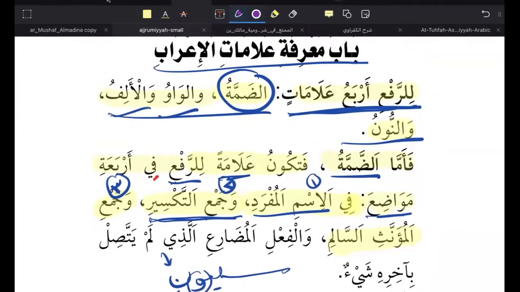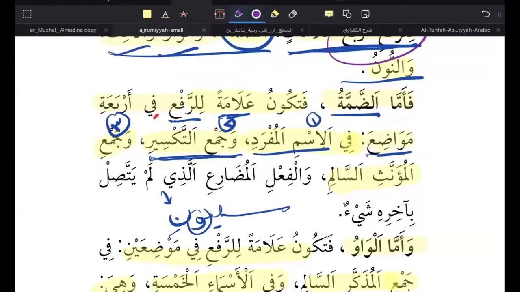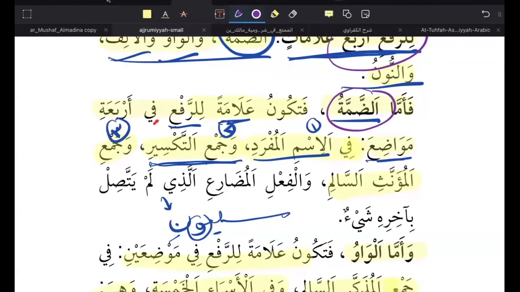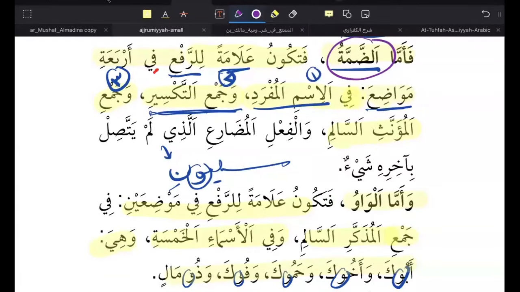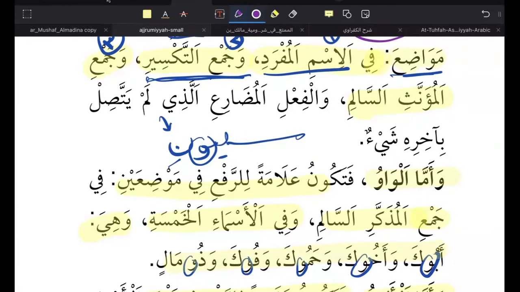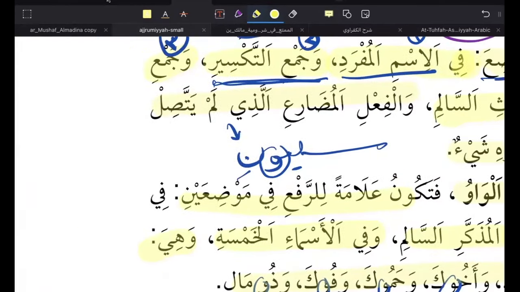So now the author talks about the raf' state and its 'alama. Because the verb, the fi'l, also has the raf' state, we want to know what is the 'alama of the raf' for the verb. So it starts with the damma. The damma is also an 'alama of verbs that are marfu'. So he says the present tense verb that does not have anything connected to its end. So any verb that does not have any pronoun connected to it, then its 'alama would be damma. So your simple verb, for example, you say yadhhabu. So here is your damma. This damma is your 'alama of the raf', which is the same thing as the nouns.